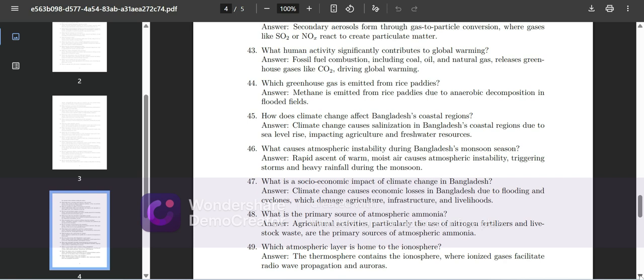Which greenhouse gas is emitted from rice paddies? Methane is emitted from rice paddies due to anaerobic decomposition in flooded fields.